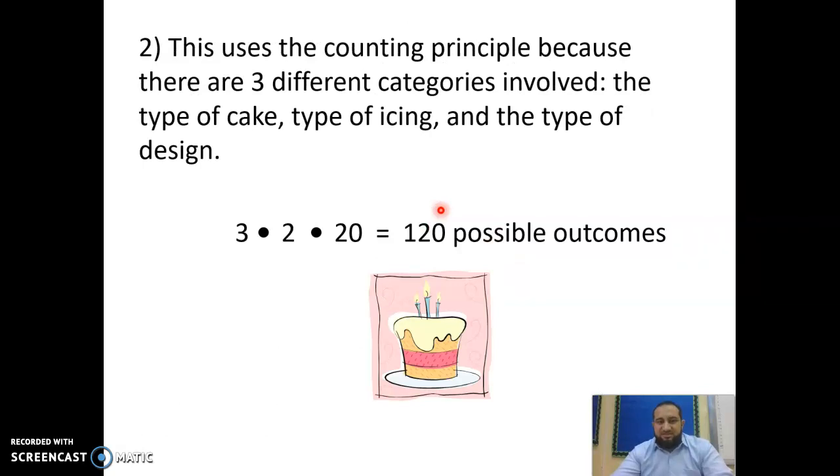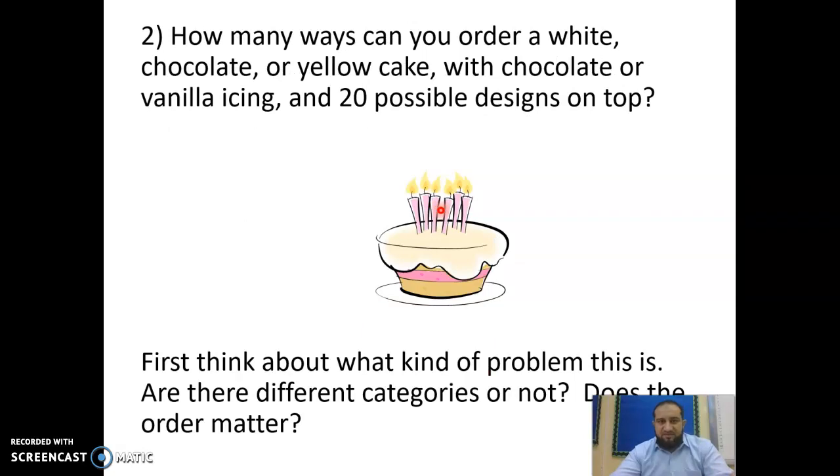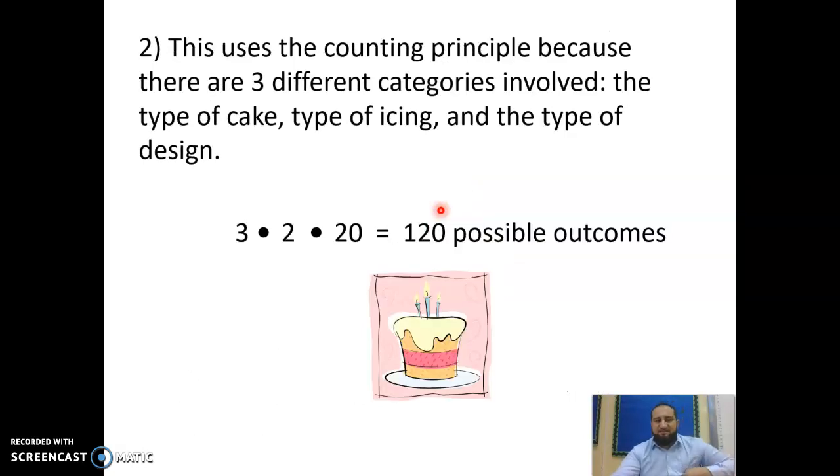Okay, this uses the counting principle because there are 3 different categories involved: the type of cake, the type of icing, and the type of design. As you remember, in terms of cake there are two possibilities, then for icing there are two possibilities, and for the type of design there are 20 possibilities. So the total number of possible outcomes we can get is 120.